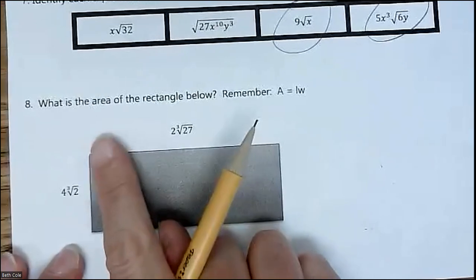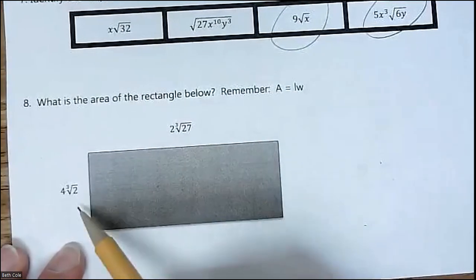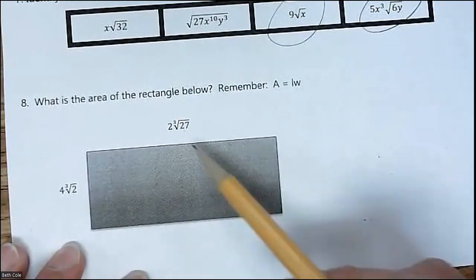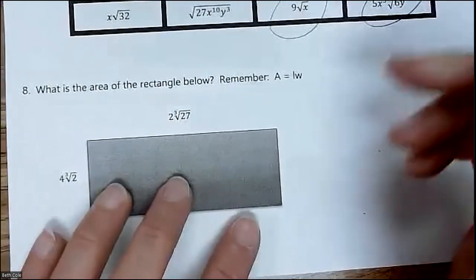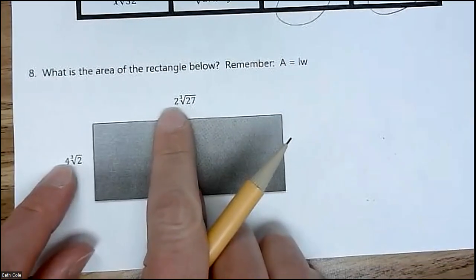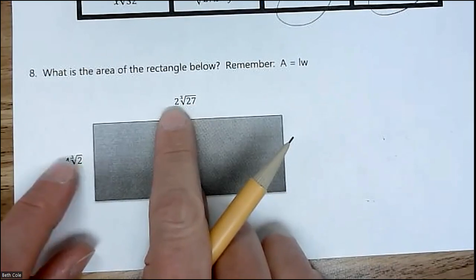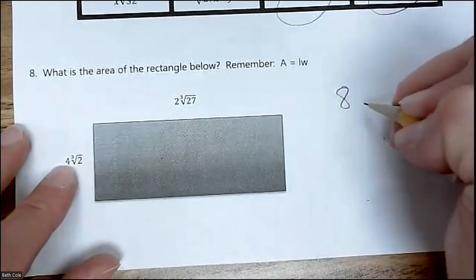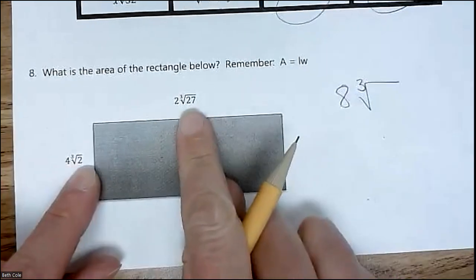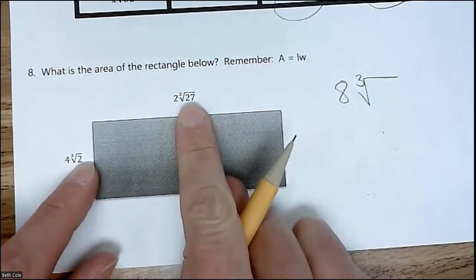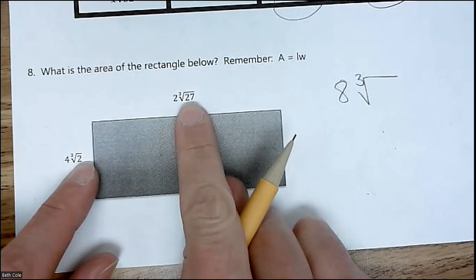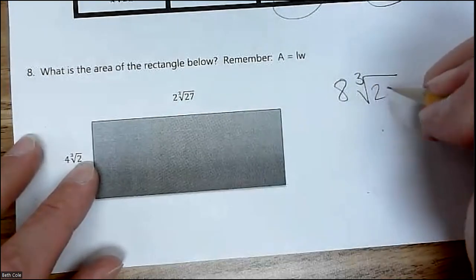All right, and then the last one, area. Area is length times width. So if you want the area of this rectangle, you're just going to multiply these together. So we're going to multiply the outsides and then multiply the insides. Okay, so 4 times 2 is 8. And then multiply the insides. 20. Oh, actually 27 works, doesn't it? Let's just leave it 27.